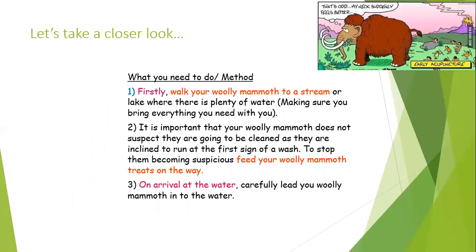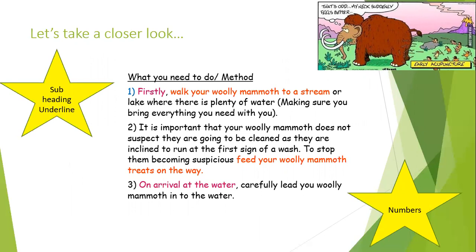But let's take a closer look at what I've done and see how you can earn some of those stars today. The first star is for a subheading underlined. As you can see, I've got what you need to do. The second star is for numbering your steps. So a number for each new step you have. Mine is in blue on the screen.